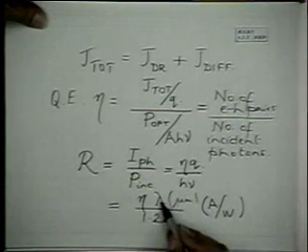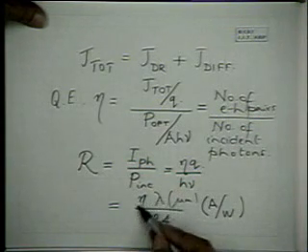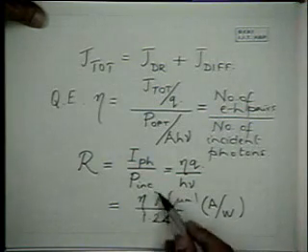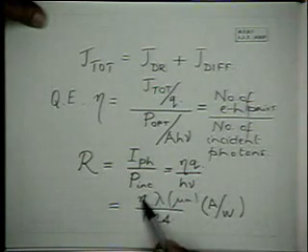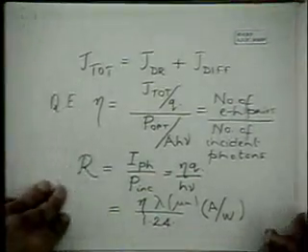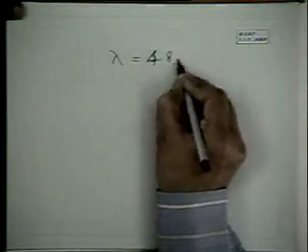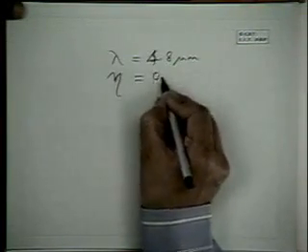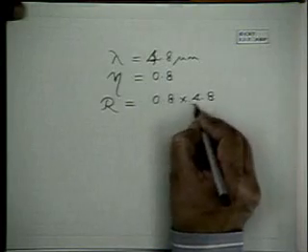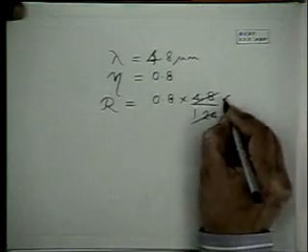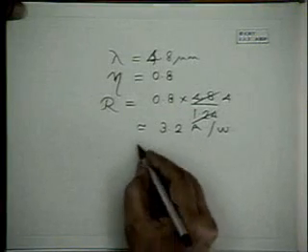And if lambda is longer, for example, say 5 microns, then this factor will be something like 4 times eta. So whereas the quantum efficiency is limited to a maximum of 100%, the responsivity can be more. Suppose lambda is, say, 5 microns or 4.8 microns, and eta is 0.8, the responsivity is 0.8 times 4.8 by 1.24, which is 3.2 amperes per watt. Notice that responsivity is proportional to lambda.